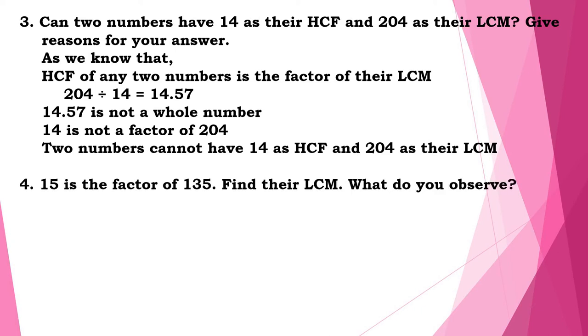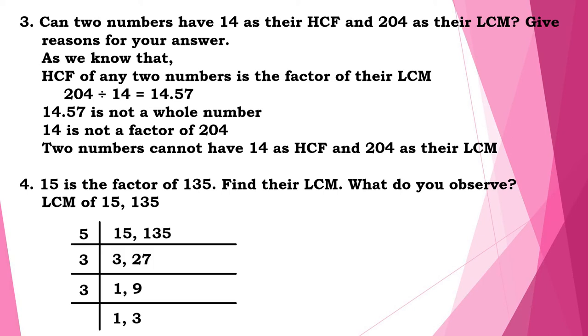Next question. 15 is a factor of 135. Find their LCM. What do you observe? So first let's find the LCM of these two numbers. So this is the division method of finding LCM. It will be done in this way. So LCM is equal to 5 into 3 into 3 into 3. So it will be how much? 135. And you see here that 135 in this case was the multiple.